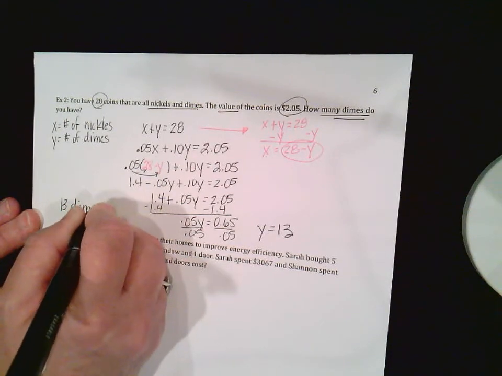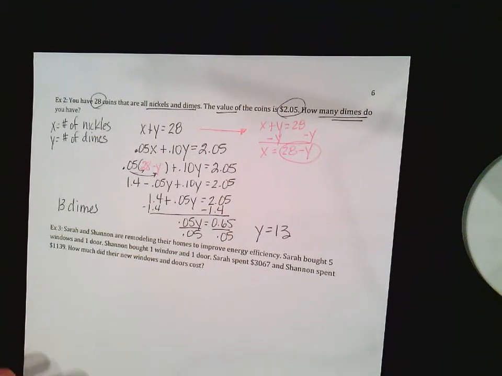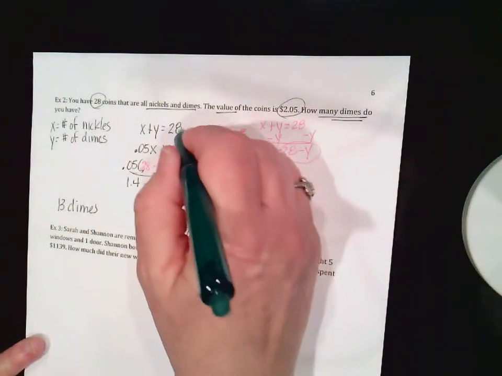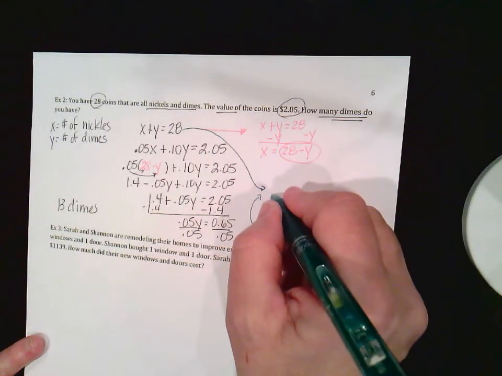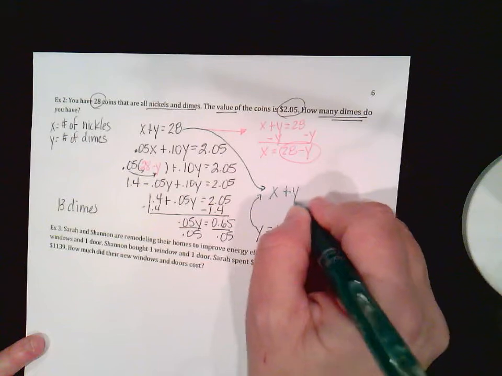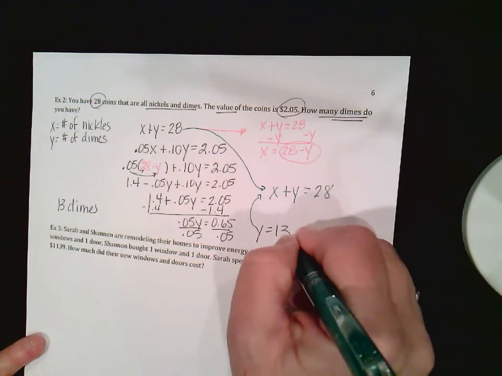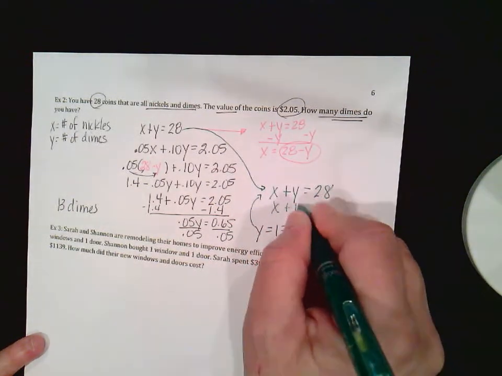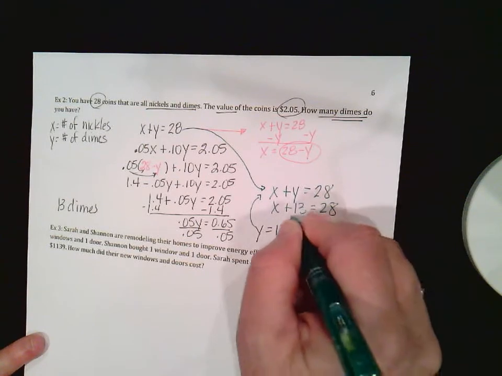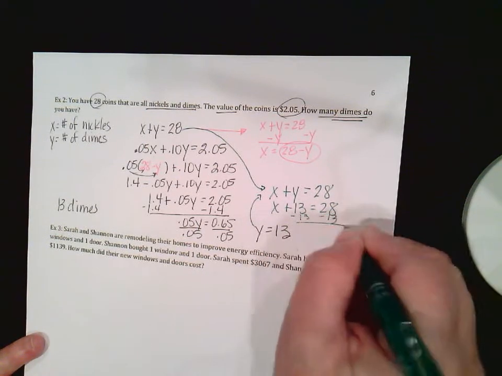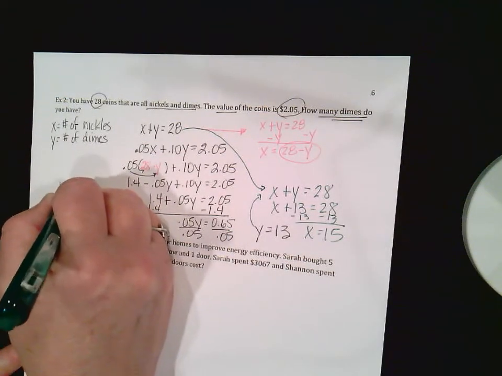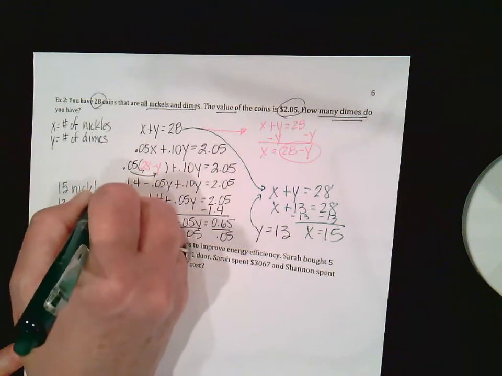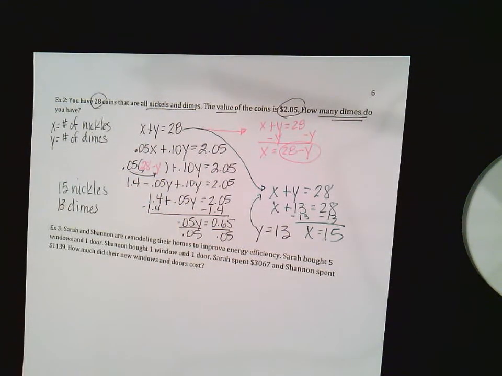Often, though, I will be looking for both. I'll want to know how many nickels I have, too. And in order to do that, we're going to take this first equation and what I got from Y, and put them together to find out how many nickels we have. So X plus Y equals 28. I'm going to plug in 13 for Y. And when I subtract 13 from both sides, I know that X equals 15. So that means that I had 15 nickels and 13 dimes. Okay. And then you have really pretty artwork when you're finished.